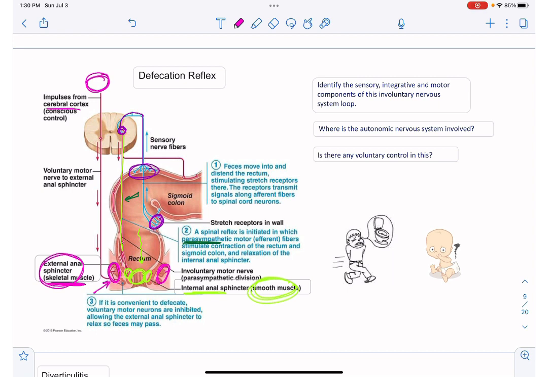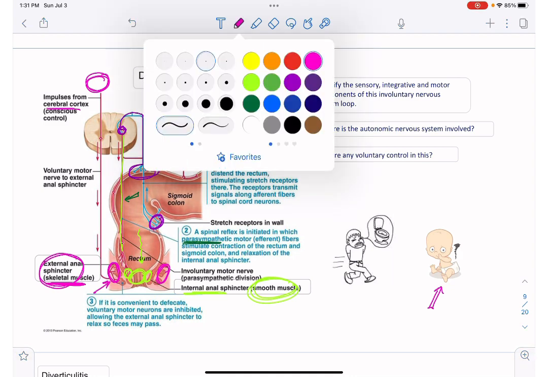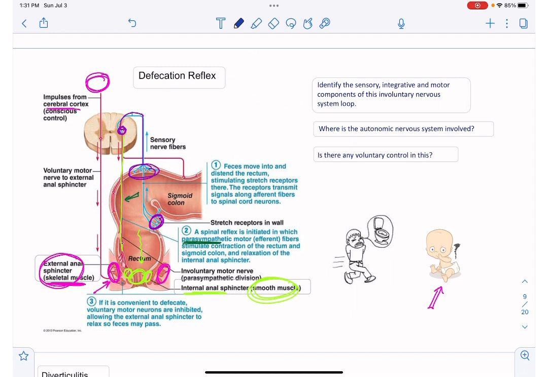Now, why is it that babies poop their pants? Why is it that babies do not have any control over when they defecate? Well, the answer to that is that it takes time for us to figure out that we have control over this external anal sphincter. It takes time for us to figure out the different skeletal muscles we have control over. And this just hasn't occurred in the infant stage.